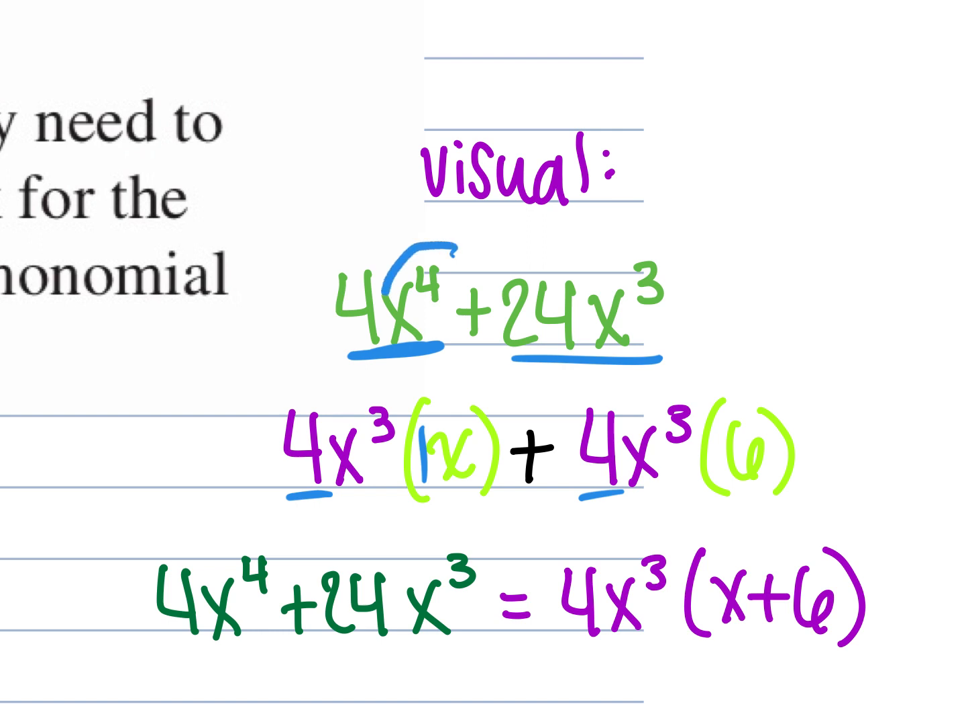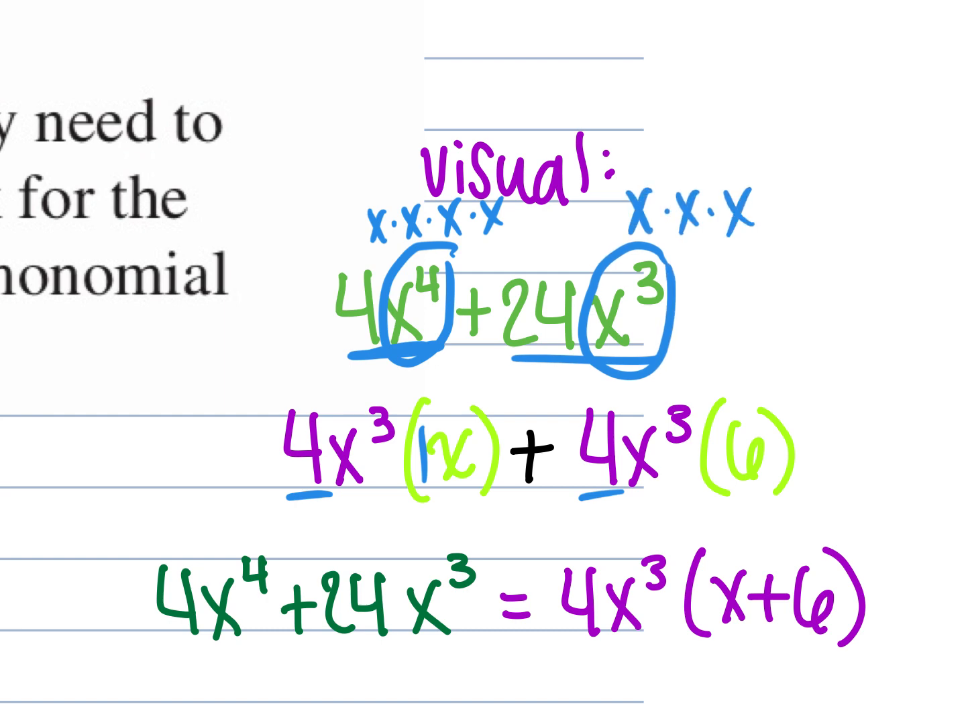Now, x to the 4th is like x times x times x times x. Do you guys agree? And x to the 3rd is like x times x times x. Now, I want to know what's the largest amount of x's they have in common. There's 3 of them. Why is there not 4? Because that one is not with the other. The other one only has 3. Do you guys see that? So guess how many x's we pull out on the outside? X to the third. That's where the x to the third term comes from.